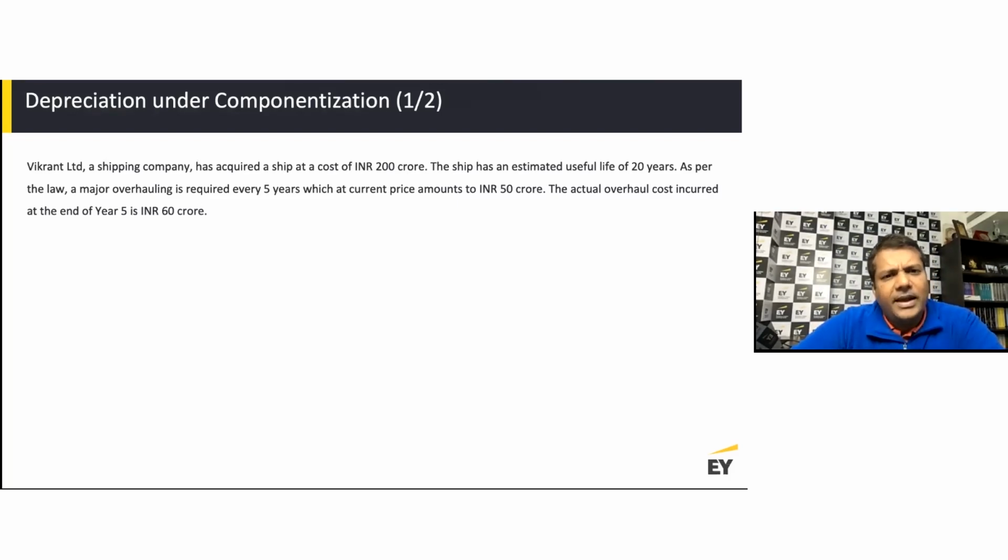The ship has an estimated useful life of 20 years. As per the law, major overhauling is required every 5 years, which at current price amounts to INR 50 crores. Okay. The actual overhaul cost incurred at the end of year 5 is INR 60 crores. Okay. So how much have I acquired the ship at? 200 crore. The useful life is 20 years. The overhauling is required every 5 years. The current estimate is 50 crores. Actual cost is 60 crores.